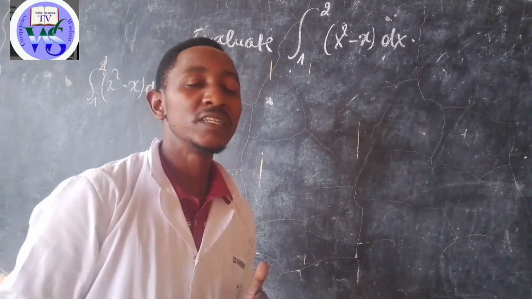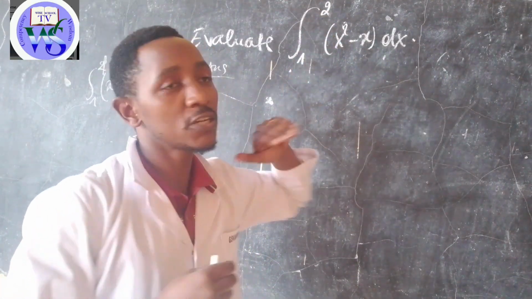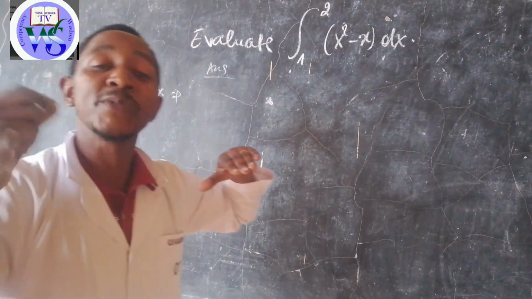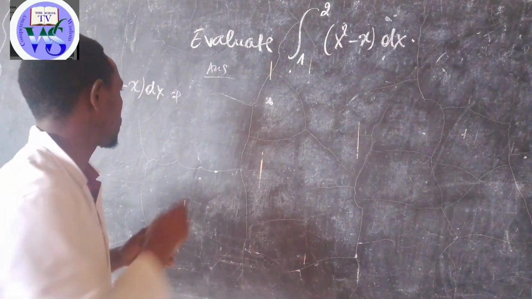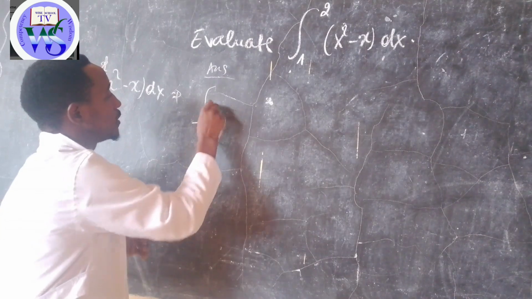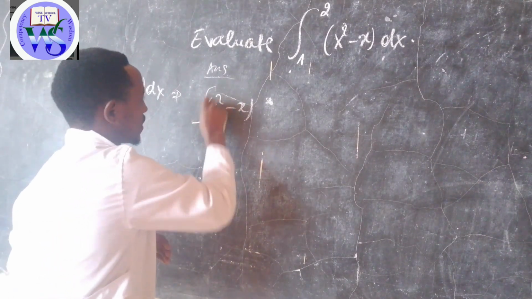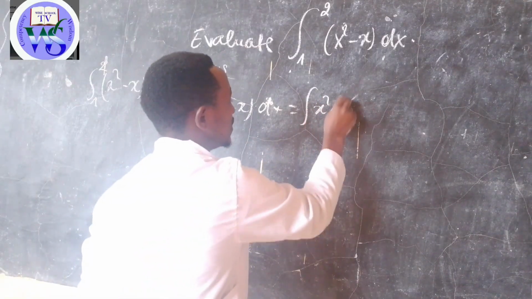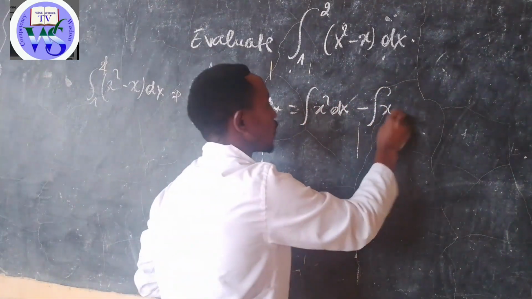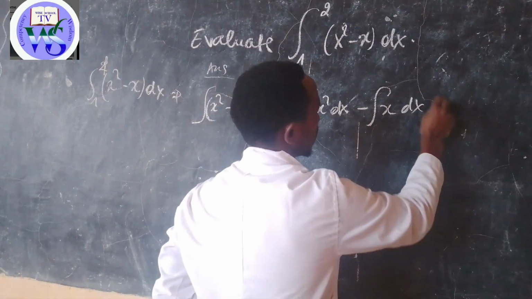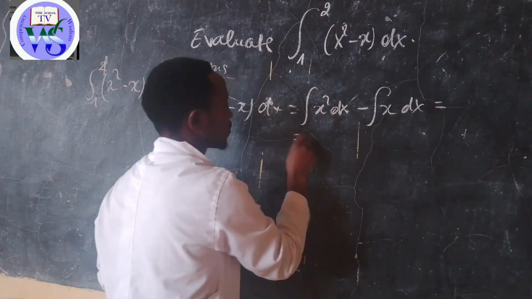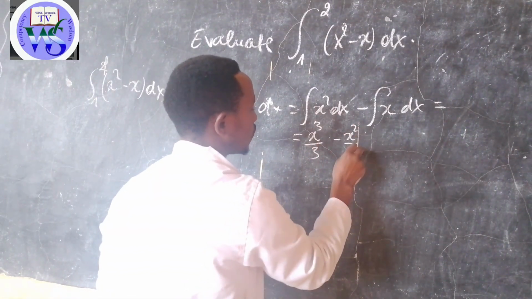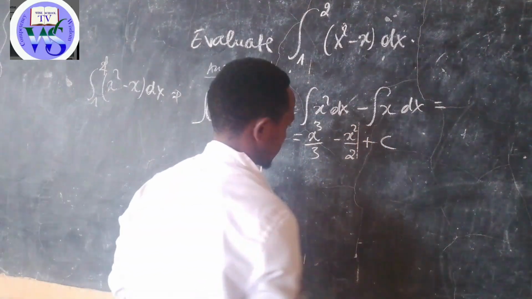After that, we substitute this boundary in the primitive equation that was obtained. So we find the integral of x squared minus x dx. This is the same as the integral of x squared dx minus the integral of x dx. So this is equal to x power 3 over 3 minus x squared over 2 plus c.